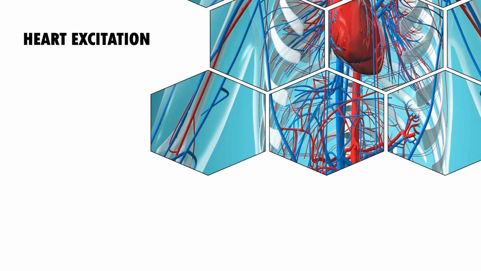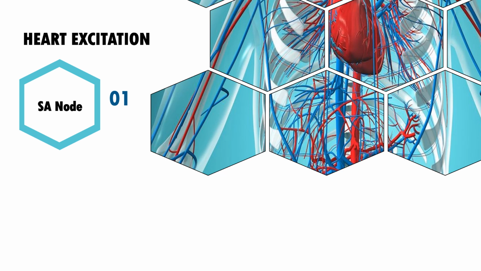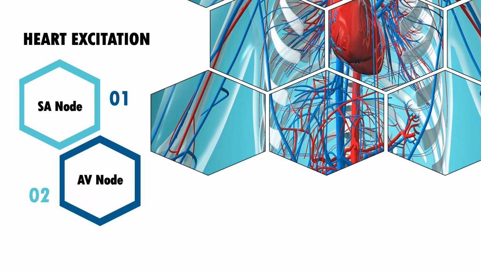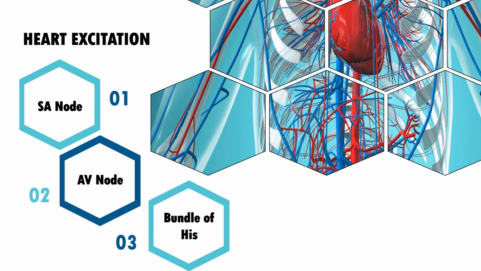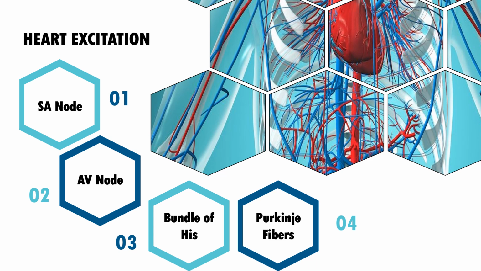The heart generates a spark, which is initiated by the SinoAtrial SA node, then travels through the Atrioventricular AV node, followed by the bundle of His, and finally reaches the Purkinje Fibers, causing the heart muscle to contract and pump blood.